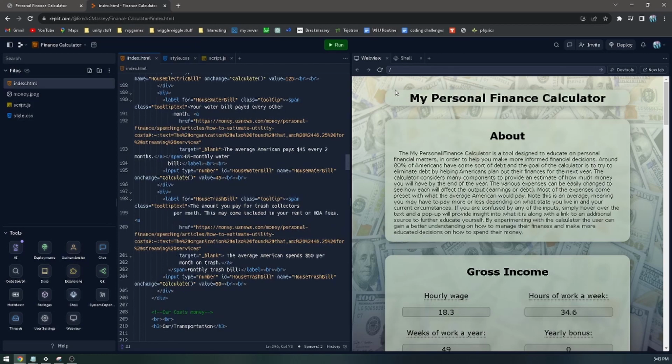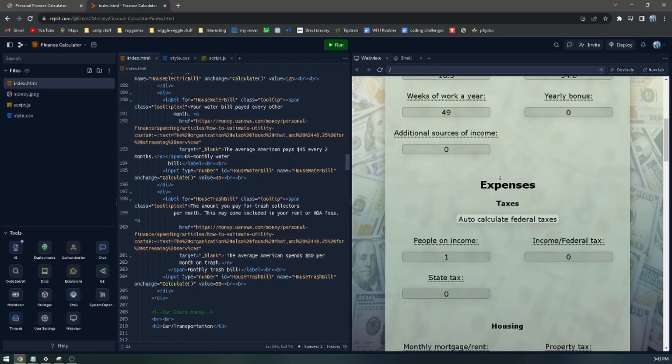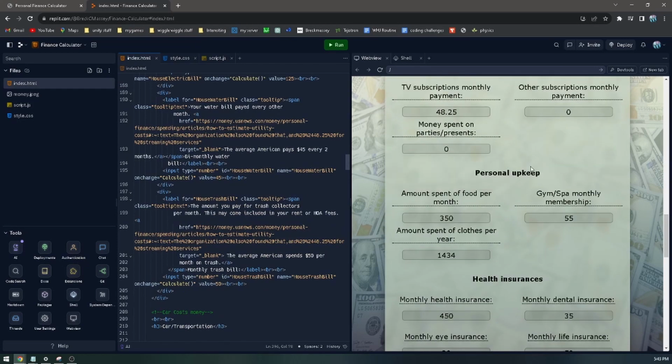And the final result was this website that allows anyone to calculate roughly how much money they'll have by the end of the year.